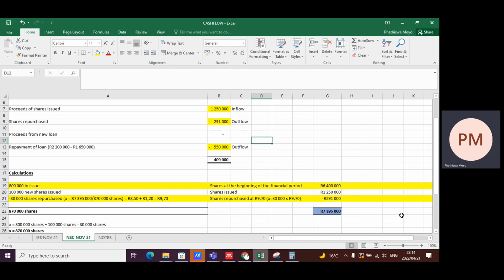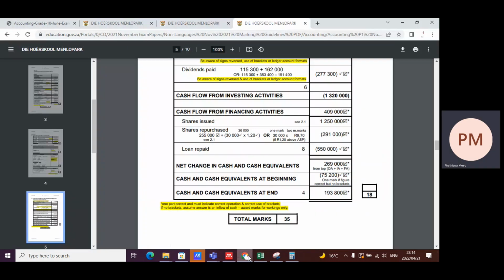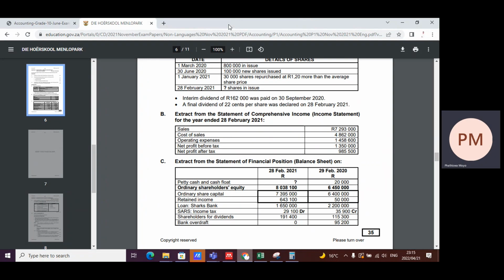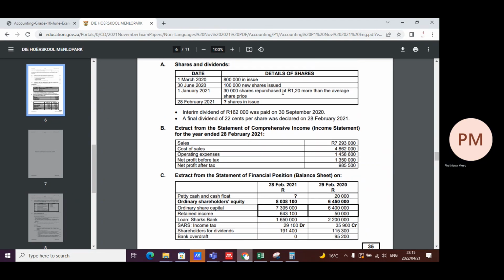Now, I wanted to explain this from the beginning, guys. They have not given us the issue price of these shares. So the assumption that is prevalent, if you're not given the issue price for the shares, is that you have to use the book value, because the shares then would have been issued at the book value. So what is the book value in this case?